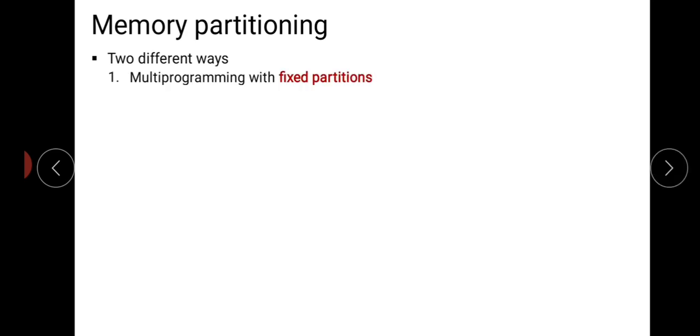So the next concept is memory partitioning. How can memory be partitioned? There are two different ways of partitioning the memory. First is fixed partitioning, and the second one is dynamic partitioning. We'll see these two concepts one by one. So let us first see fixed partitioning. Here memory is divided into partitions of fixed size.